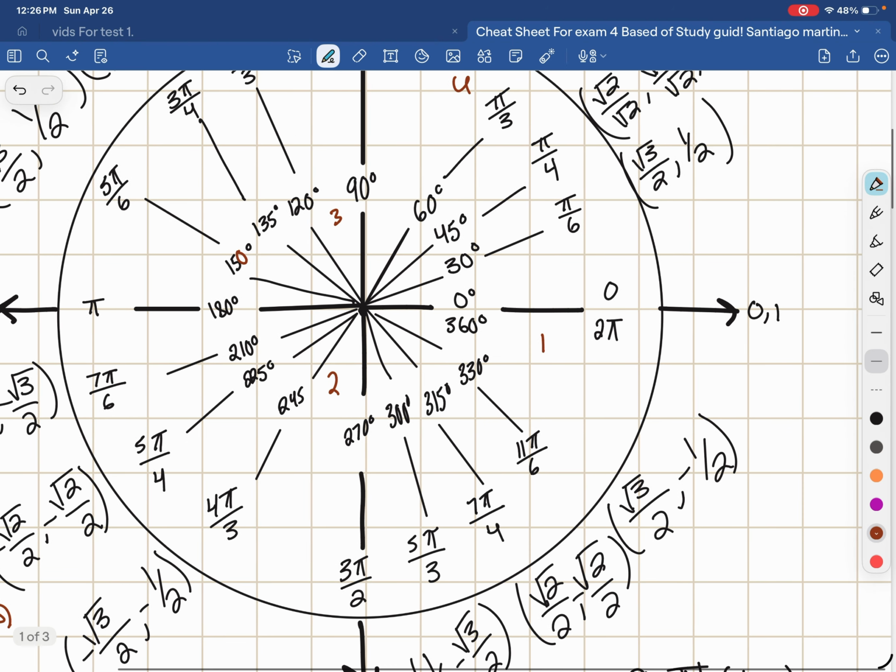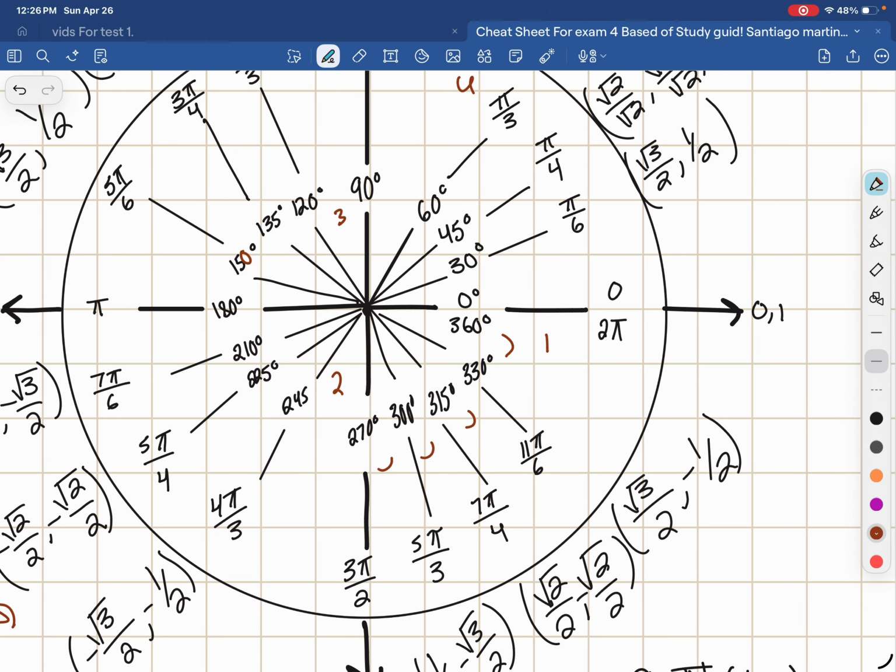Again, let's run through the counting. We go 1, 2, 3, 4, 5, 6, 7, 8, 9, 10, 11, 12. Going clockwise, acting like our values start over here. And we should get 90 as our value.